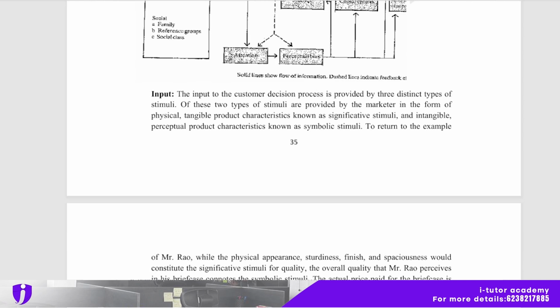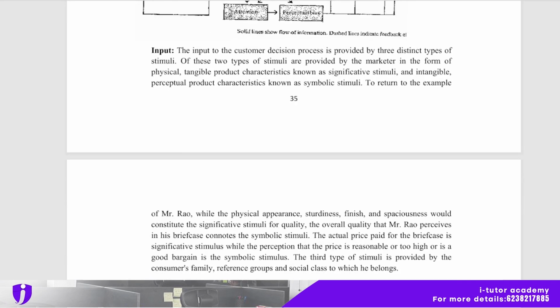There is an input. The input to the customer decision process is provided by three distinct types of stimuli. Of these, two types of stimuli are provided by the marketer in the form of physical tangible product characteristics known as significative stimuli, and intangible perceptual product characteristics known as symbolic stimuli.